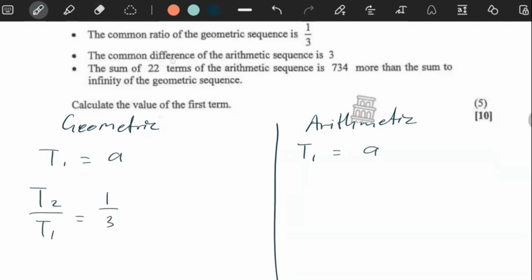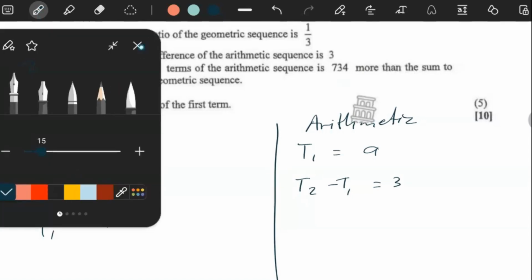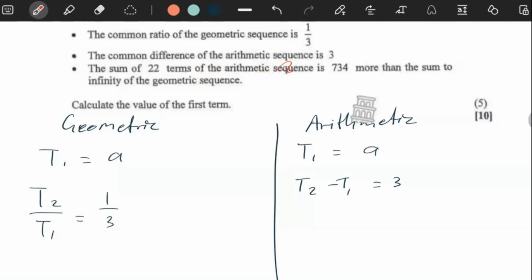In this situation, they say the common difference is 3, so it means T2 minus T1 is 3. And then it says the sum of 22 terms of the arithmetic sequence is 734 more than the sum to infinity of the geometric sequence. So in this situation, you are dealing with 2 formulas. They said the sum of 22 terms of an arithmetic sequence, so it means you're using an SN formula for an arithmetic sequence.